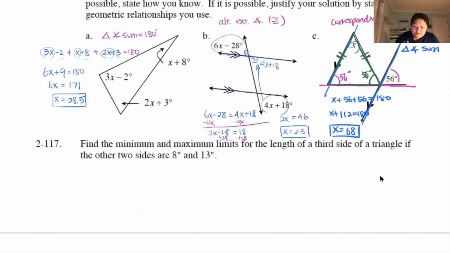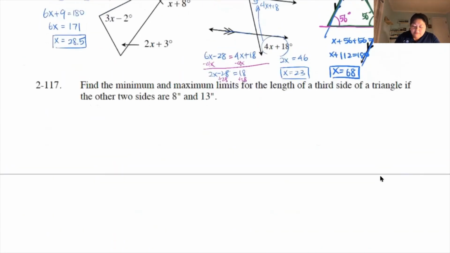Okay? All right. Find the minimum and maximum limits for a length of a third side of a triangle if the two other sides are 8 and 13. Okay. So assuming that these are the smallest sides that I have in a triangle, then the third side must be smaller than these two combined, right? That's what we learned in one of our lessons here. So if you take 8 plus 13, whatever your third side is, that third side must be smaller, right? So what you have must be bigger than the third side. So you have 8 plus 13, that is 21. That must be bigger than the third side.